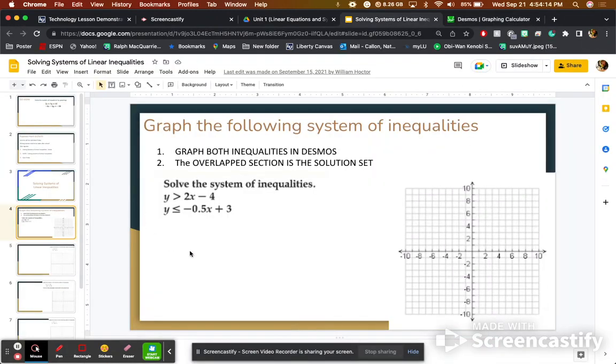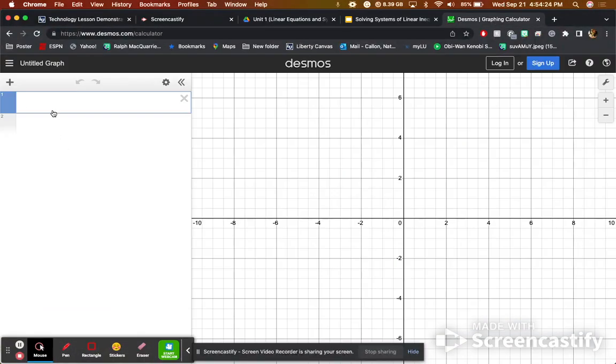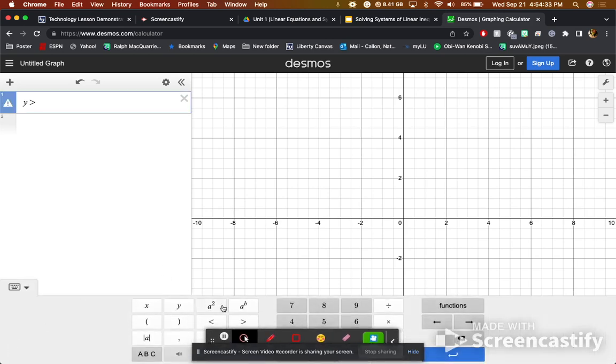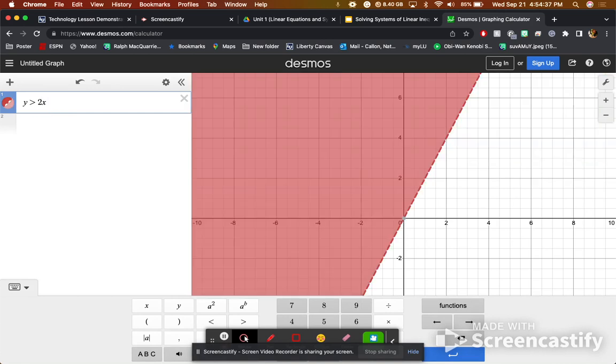So we're given both of these inequalities. It doesn't matter if they're in slope-intercept or in standard form. We can use either one. I will take the first one: y is greater than 2x minus 4. I just go over here and type it in. If you need to, use the little keyboard at the bottom for your greater than symbol, or if you don't know the keyboard shortcuts, you can.